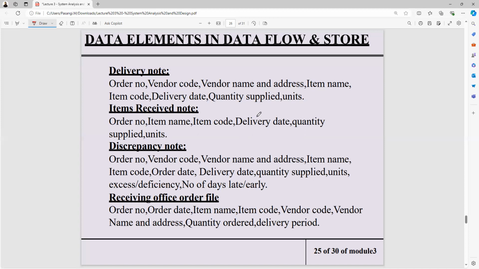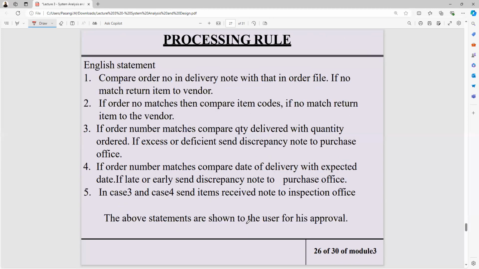Then we have the discrepancy note. That discrepancy note may consist of order number, vendor code, vendor name and address, item name, item code, order date, delivery date, quantity supplied, units, excess, deficiency, and also number of days late or early. And then we have the order file, that is order number, order date, item name, item code, vendor name, and address. Not only that, the quantity ordered and the delivery period as well.